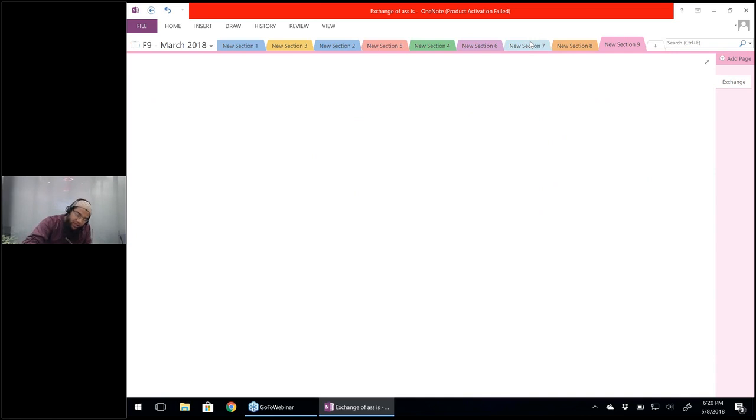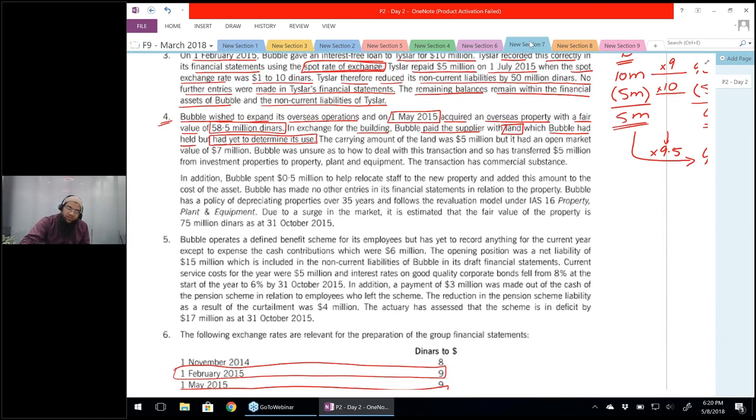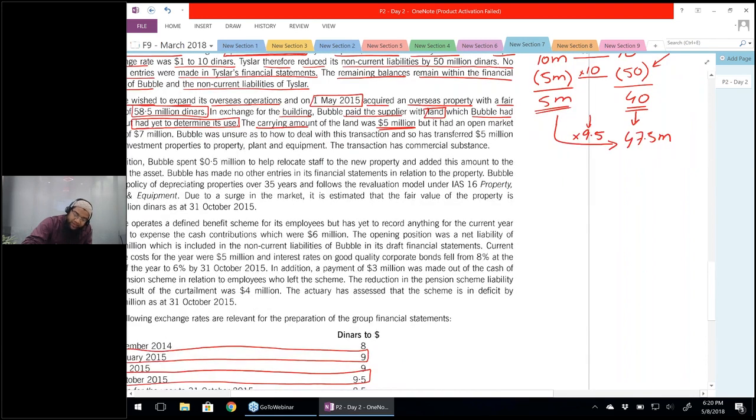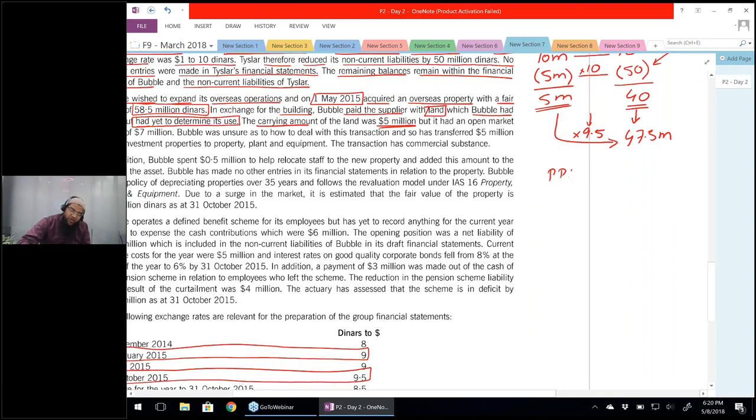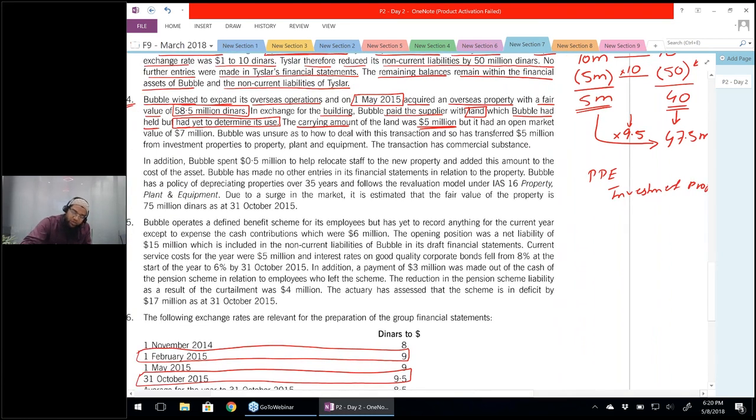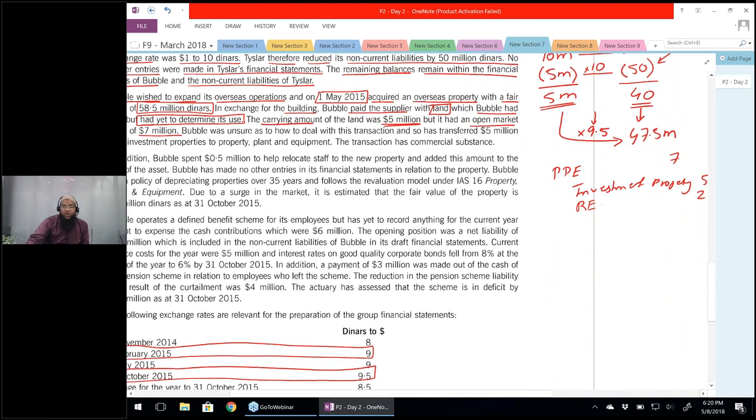Now let's get back. The carrying amount of the land was $5 million. So the entry should be property, plant and equipment debit, investment property credit by $5 million. The investment property should be credited by $5 million, but it had an open market value of $7 million. So the property should be debited by $7 million, with $2 million being taken as a gain on disposal to retained earnings. This was the correct entry. Property, plant, equipment being recognized at 7, investment property derecognized by 5, and the gain on disposal recorded at 2.